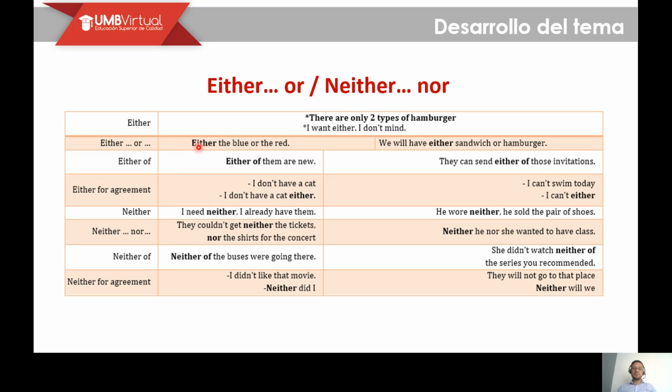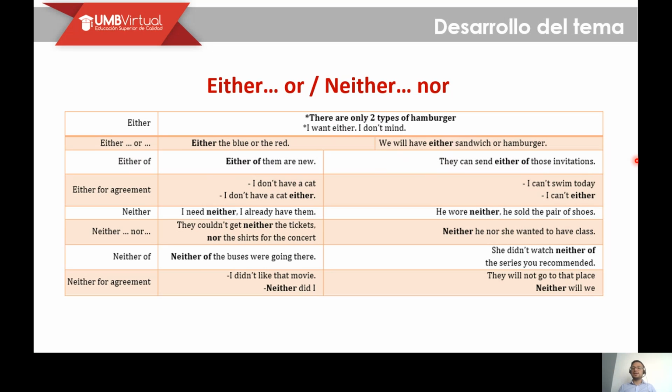Pero aquí puedo decir o el azul o el rojo para expresar que estoy de acuerdo con cualquiera, ¿cierto? We will have either sandwich or hamburger. ¿Cómo lo traducimos en español? O sándwich o hamburguesa. And that's it. Now, either of them are new. Cualquiera de ellos son nuevos. They can send either of those invitations. So we have two things to choose from, and we choose either, ¿ya? Cualquiera.